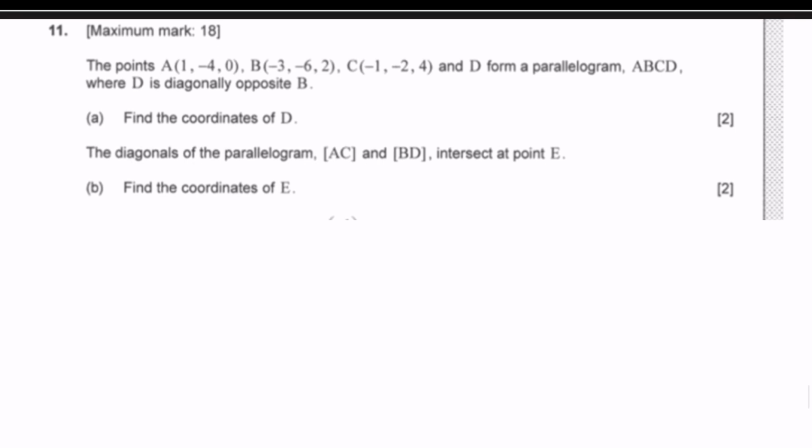Now, moving to the next question. We have 3 points A, B, C and D which form a parallelogram ABCD. And D is diagonally opposite to B. To find the coordinates of D, let's try to draw a parallelogram first. Kind of looks okay. Let's say this point is A, this point is B, this point is C, this point is D, right?